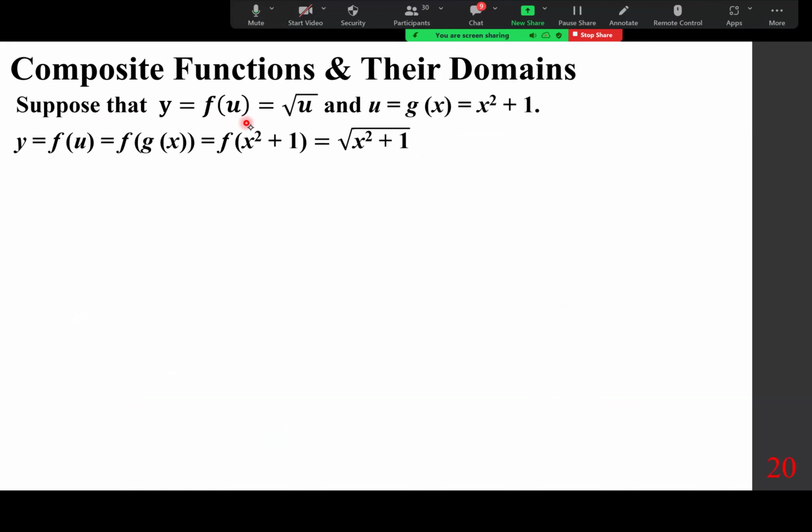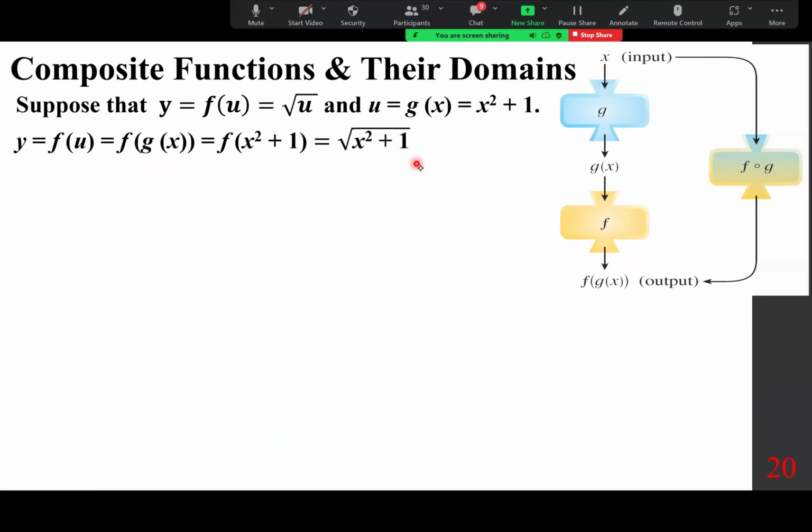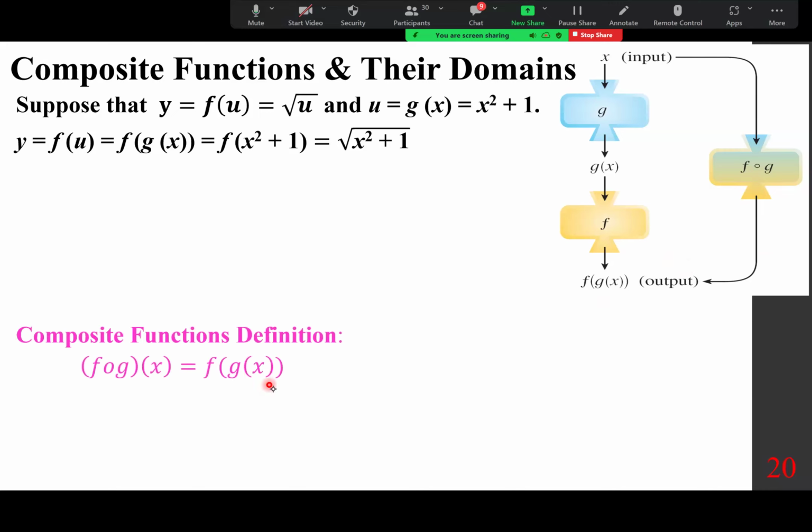Suppose that y is f of u, square root of u, and g of x is x squared plus 1. Y equals f of u, that means f of g of x, or f of x squared plus 1, or square root of x squared plus 1. You put the x into g, the result comes out as g of x. You put that into f, the result comes as f of g of x, or f of g. A composite function, f of g of x.